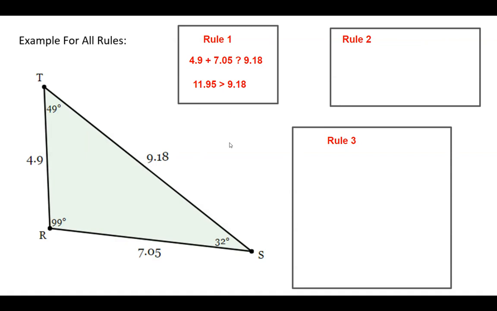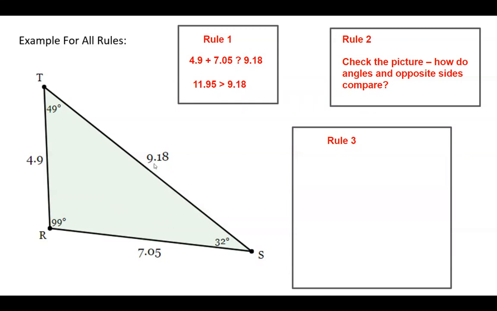Okay, for rule 2, this is the one where we just notice what's going on with opposite angles and sides. And for this one, all you have to do is check the picture. So if I go down here, 32 degrees is the small angle. Opposite it is 4.9, that's the small side. This is the big angle, 99 degrees. Opposite that is the big side, 9.18. And that means the other two would be in the middle, so 49 is the middle angle, 7.05 is the middle side.